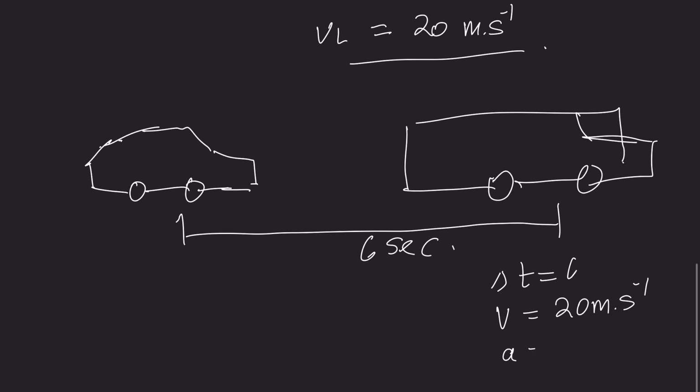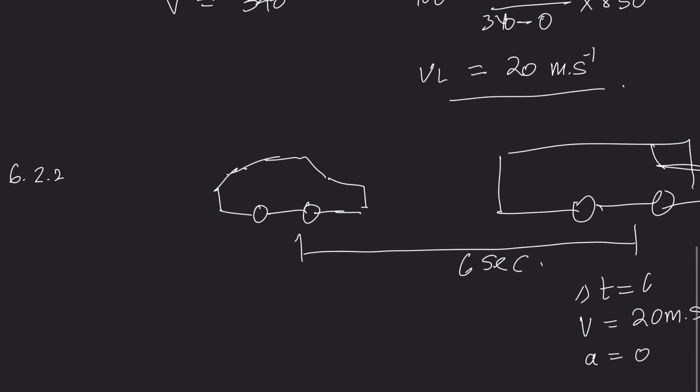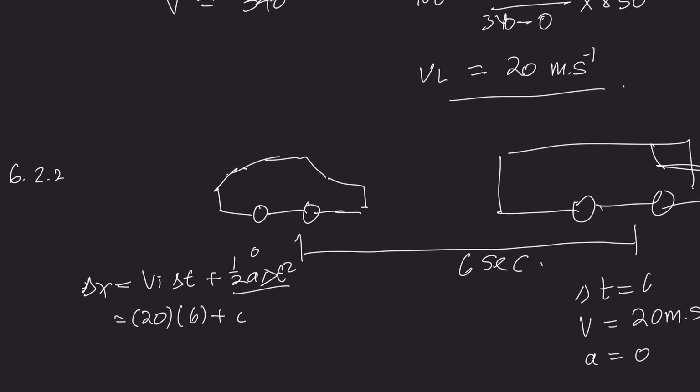So let's go with A equals 0, because remember, constant speed, meaning velocity is not changing, acceleration is going to be 0. So if we want to work out x, we can use the formula delta x equals vi delta t plus half a delta t squared. Vi is 20, delta t is 6, and then this whole thing becomes 0 because a is 0. That means delta x is equal to 20 times 6 is 120 meters.